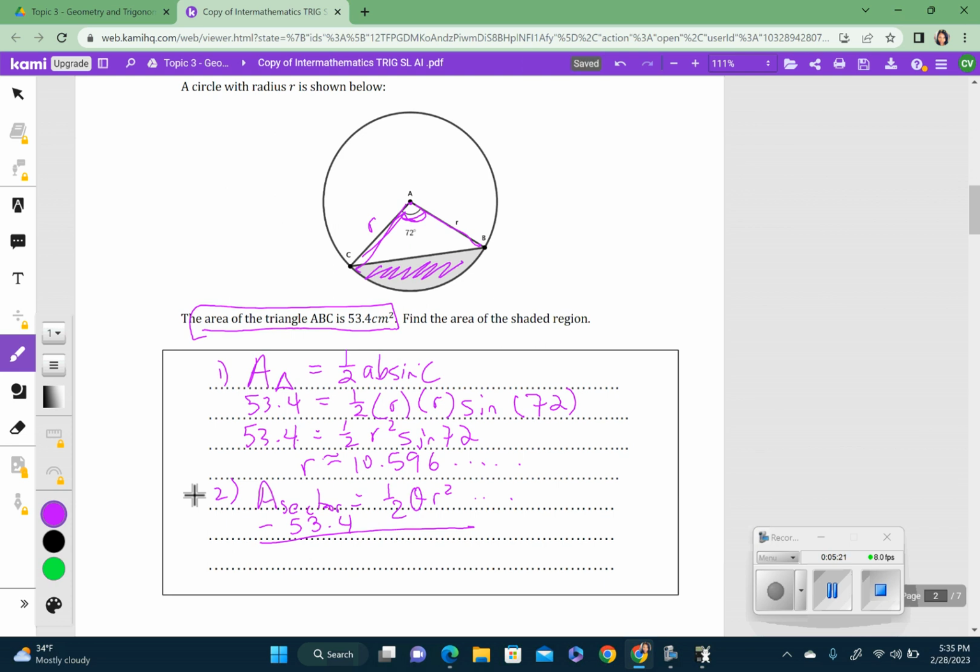So now I have to just go ahead and do this. So 1/2 theta.